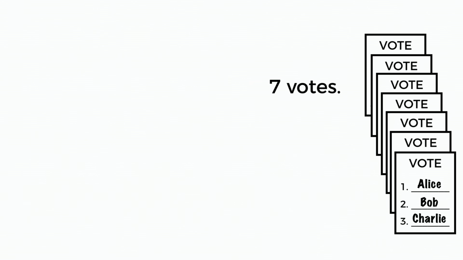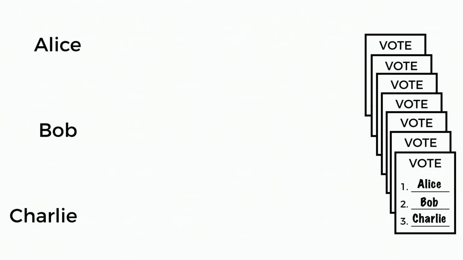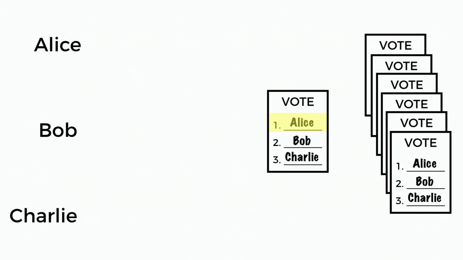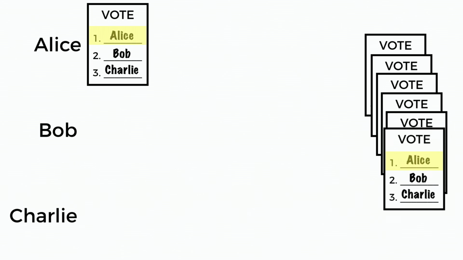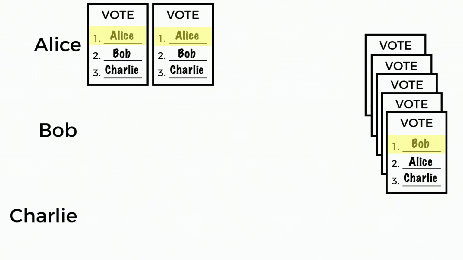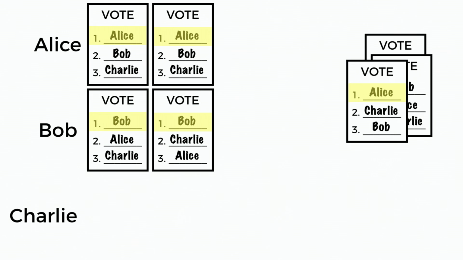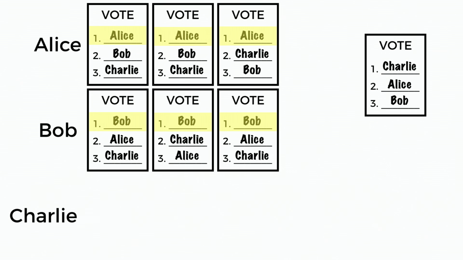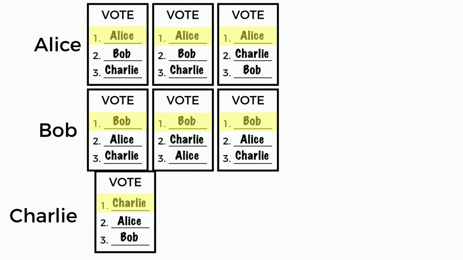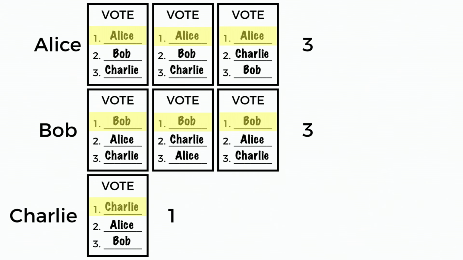In this election, we have 7 votes, which means that a candidate needs 4 votes, a majority of the 7, in order to win the election. The candidates here are Alice, Bob, and Charlie, and so we'll look at the ballots one at a time. For this first ballot, Alice is this voter's top preferred candidate, so Alice is going to get this ballot. This next ballot is also going to go to Alice. This ballot has Bob as their top choice, so Bob gets this ballot, as well as the next one. The next ballot goes to Alice, the next ballot goes to Bob, and the final ballot has Charlie as the top preferred candidate. At this point, Alice has 3 votes, Bob has 3 votes, and Charlie has 1 vote.